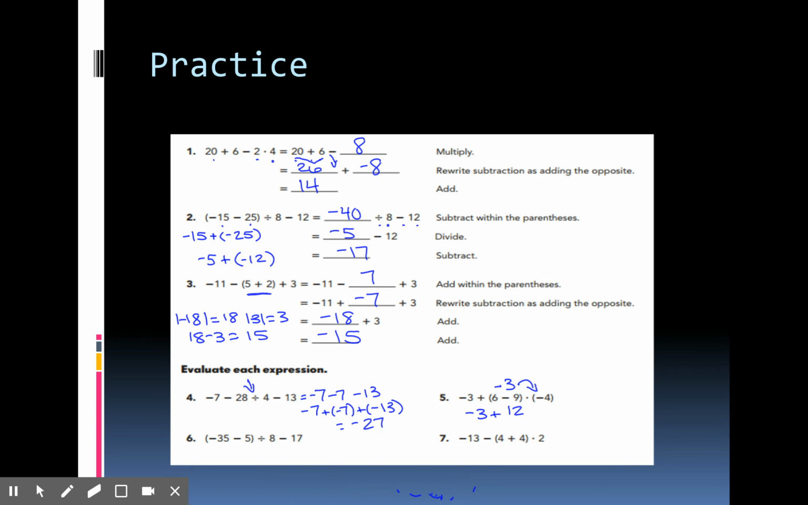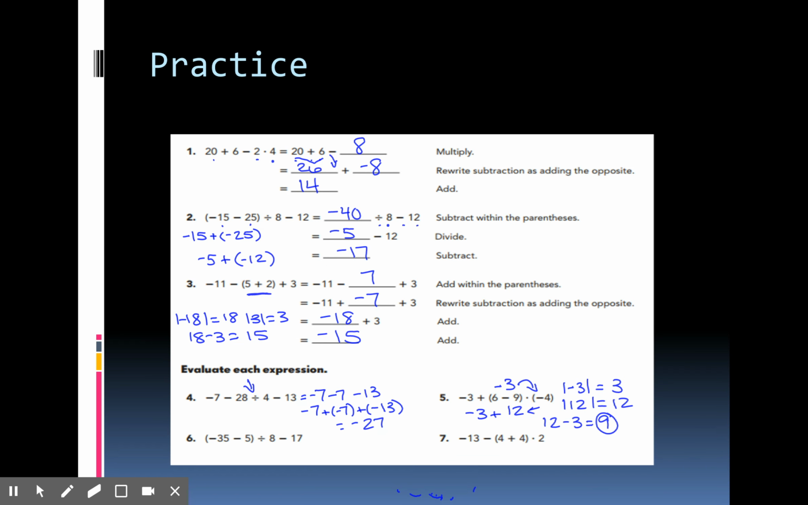So that's where I use that absolute value. The absolute value of negative 3 equals 3. Absolute value of 12 is 12. 12 minus 3 equals 9. And my answer is going to stay a positive 9 because my 12, which is larger than 3, was positive.